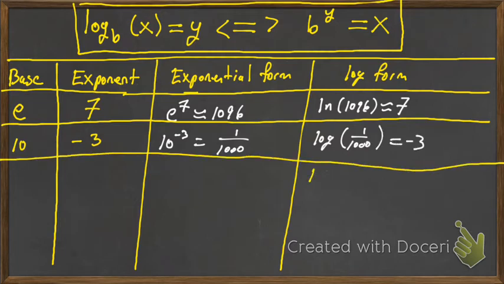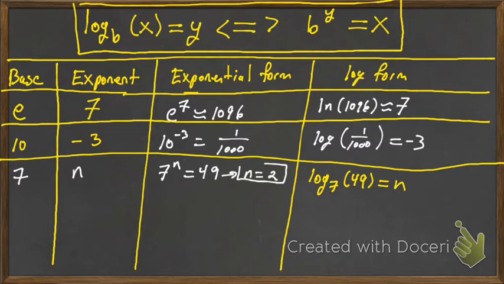All right, let's try some exponential equations here. So log base 7 of 49 is equal to n. We're going to actually be able to solve for the exponent here, and so what we need to do is rewrite: base is 7 and the exponent is n, so 7 to the n is equal to 49. So you're asking yourself, 7 to what power is 49? That's 7 squared, or n is 2.